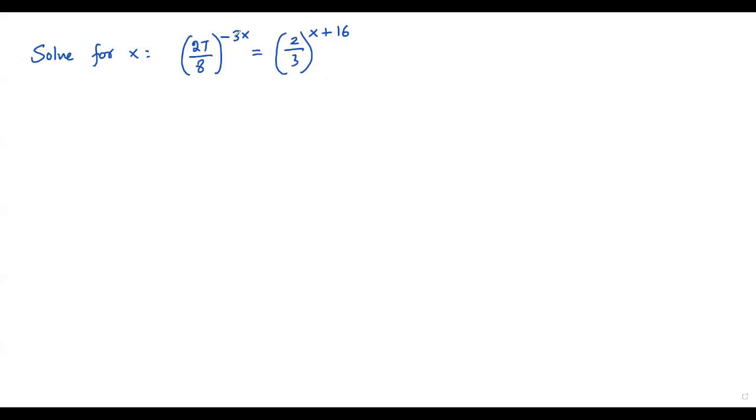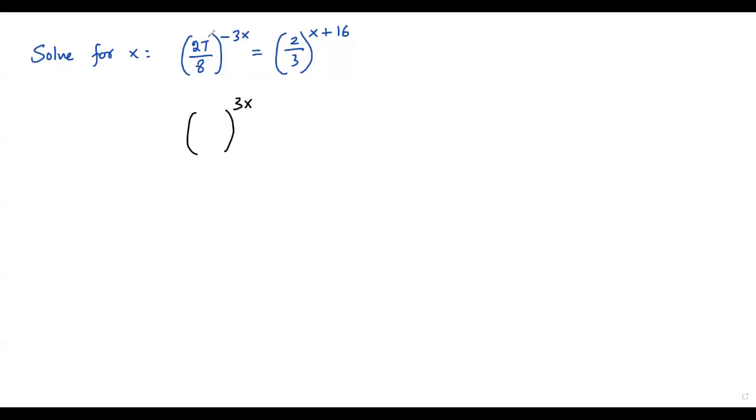Here on the left side the exponent is negative, that is negative 3x. So if I change this negative exponent to positive, I have to take the reciprocal of the base, that is 27 over 8. So in my first step I'm going to change the negative exponent, that is negative 3x, to positive exponent, that is positive 3x.